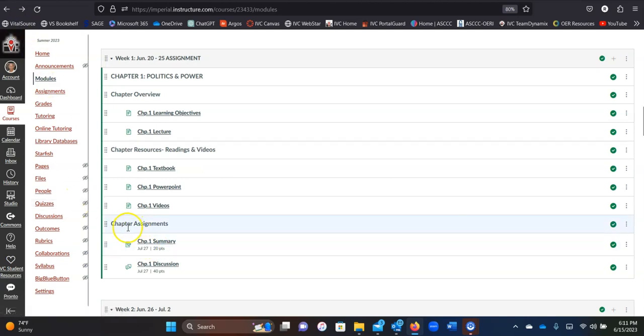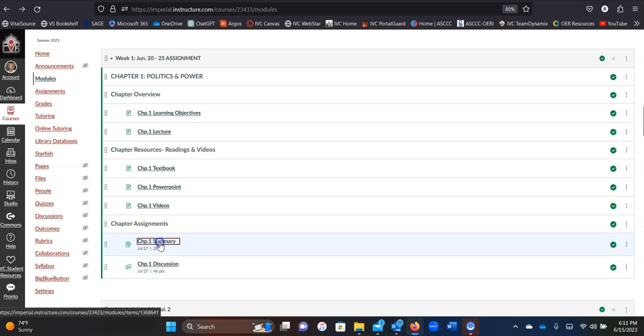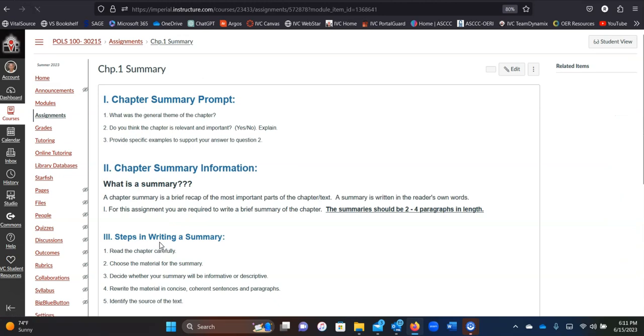And then lastly, under the assignments, the chapter summary and the chapter discussion. The chapter summaries basically are just after you've read the chapter and gone through everything, just for you to summarize what was the general theme of the chapter, what did you think was most important from the chapter, what did you get from it, and then lastly, to provide an example to support the answer for number 2. So if you found something important, give me an example. So I want to make sure that tells me that you're doing the chapter readings.